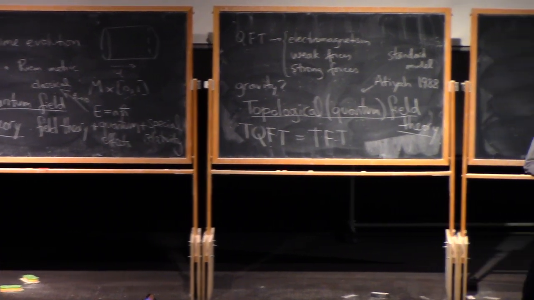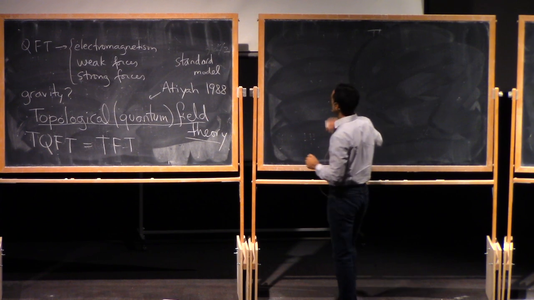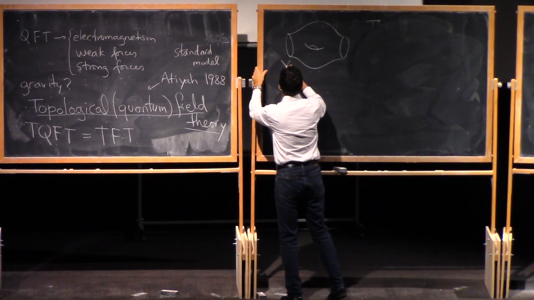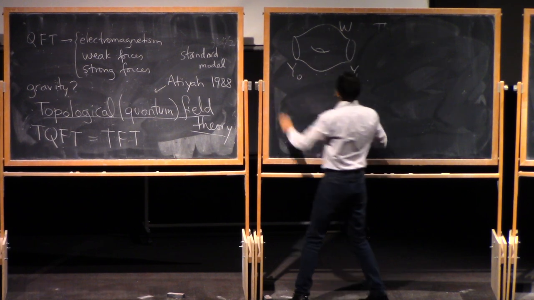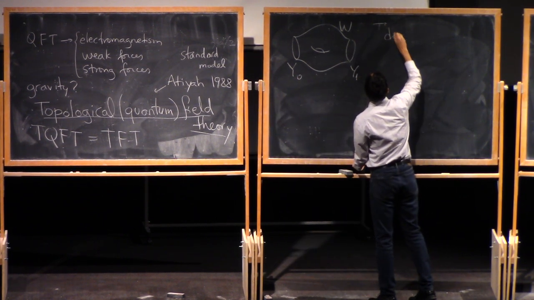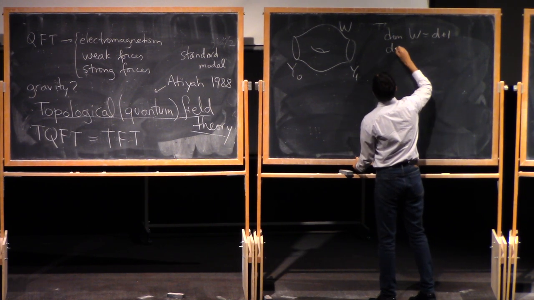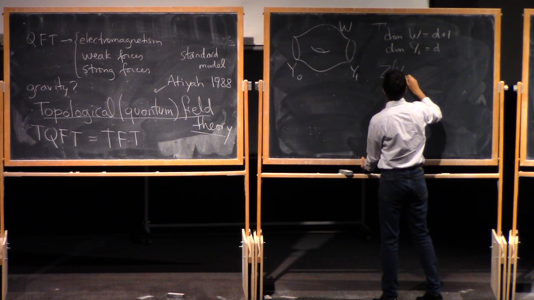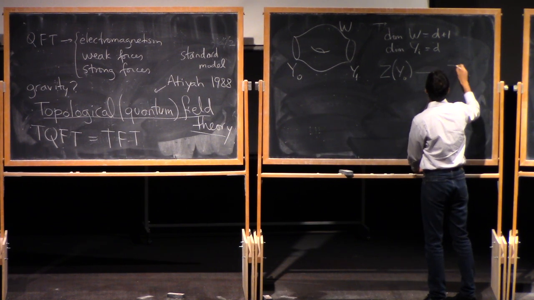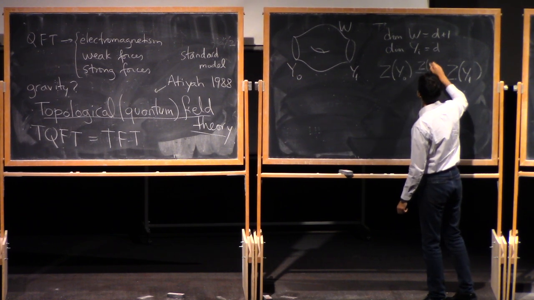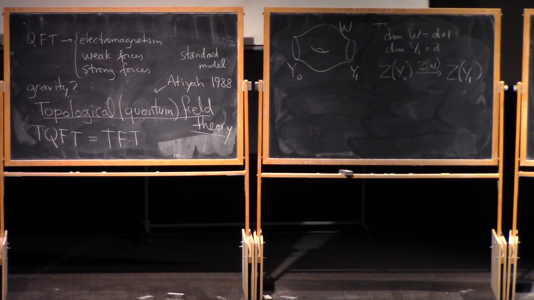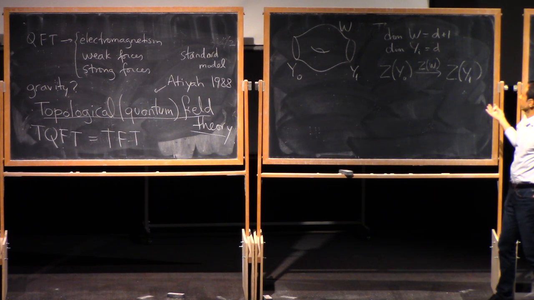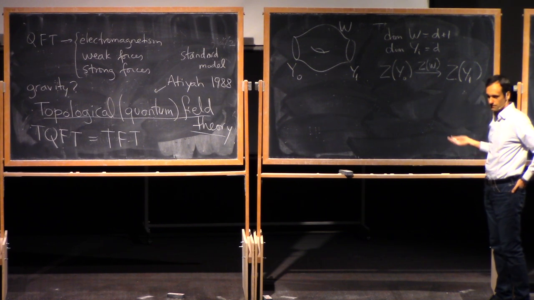All right, so let me remind you of the definition. Instead of working on a cylinder, now you work on any cobordism, like a manifold with boundary, maybe from Y0 to Y1. So this is a manifold W, where the dimension of W is D plus 1, and the dimension of Y_i is D. And then you want to have some spaces associated to the D-dimensional manifolds and some maps associated to the cobordisms. And they should satisfy some properties, they should compose well. Typically, these things are vector spaces or modules.